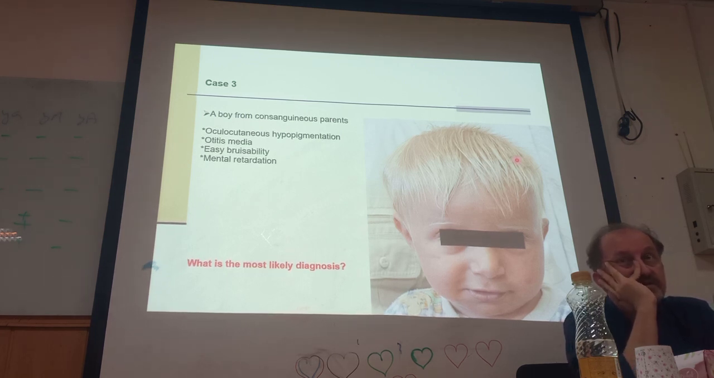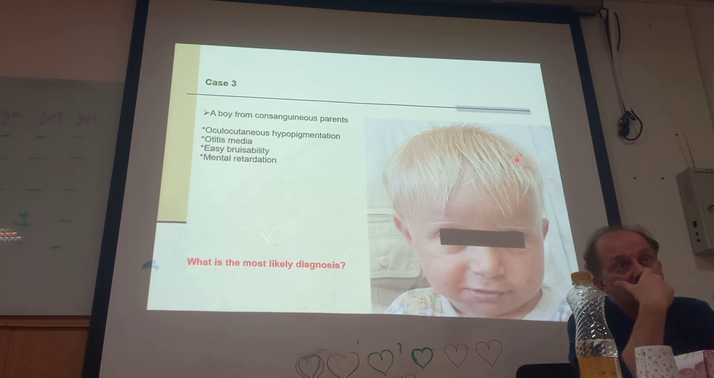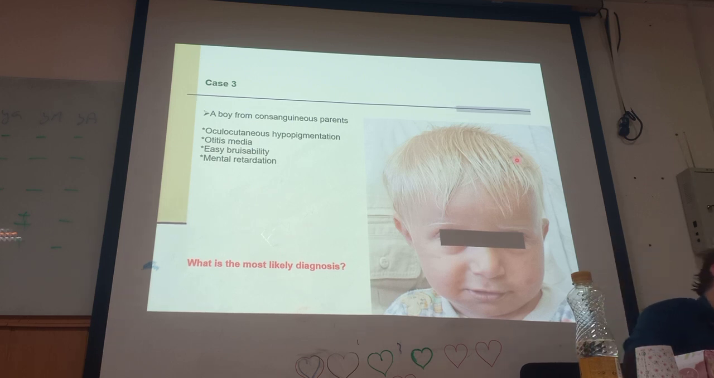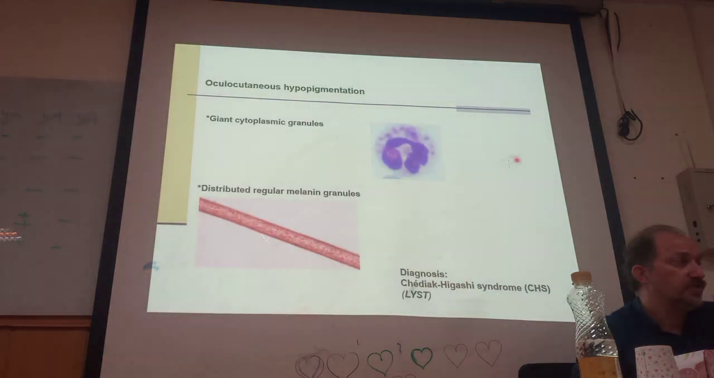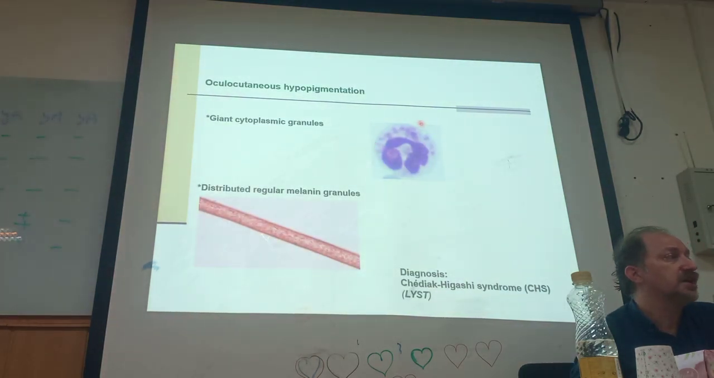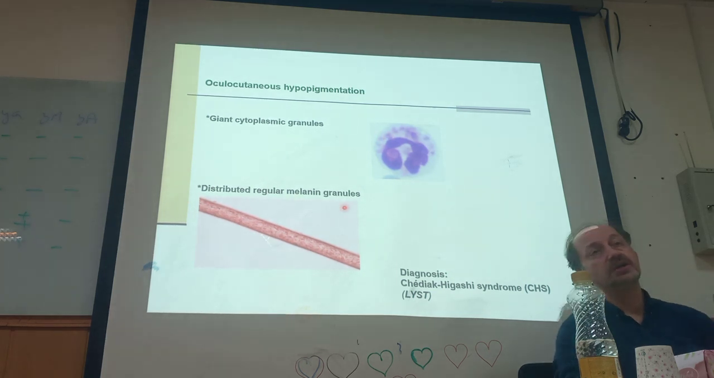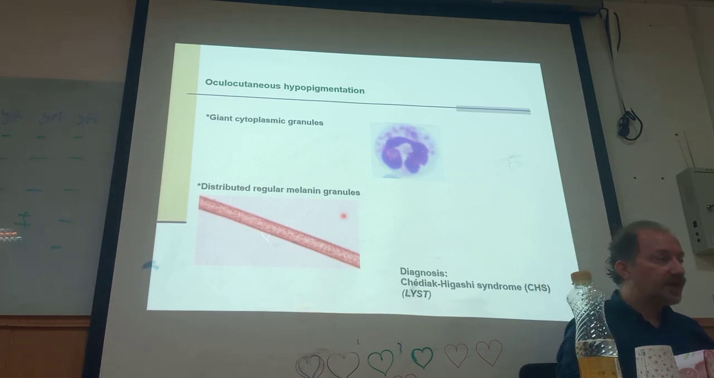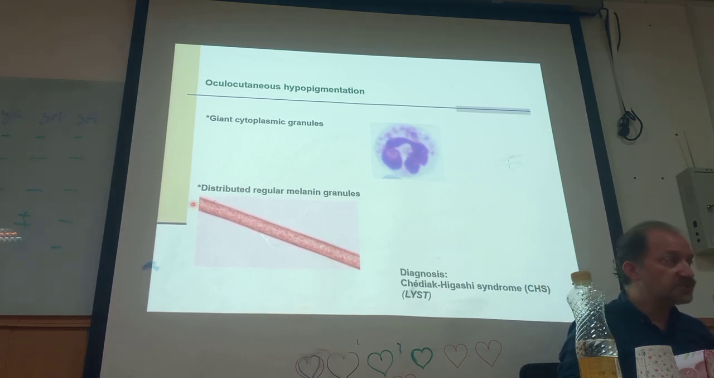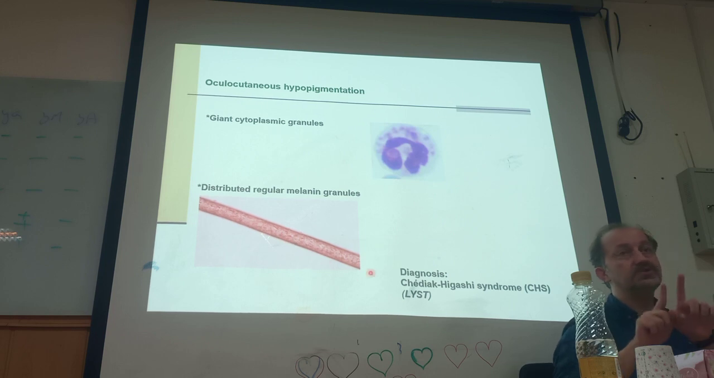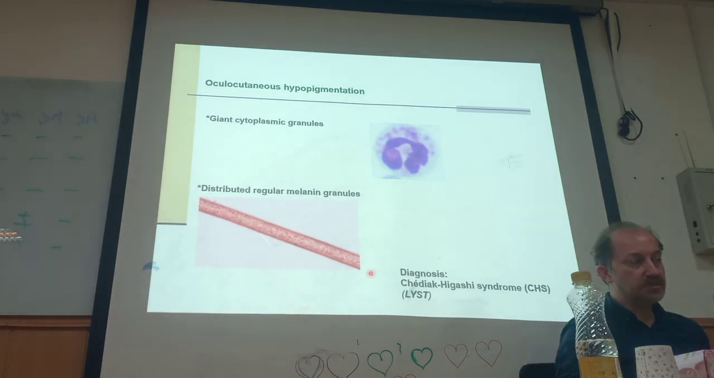What was the pathognomonic sign? Albinism. Albinism, and what should we do in the laboratory? Giant granules. Yes. So if we check, you can see that there are giant cytoplasmic granules. And if we put the hair of the patient under the microscope, we cannot see melanin in the middle of the hair shaft. In the middle you should see the melanin, but there is nothing there.